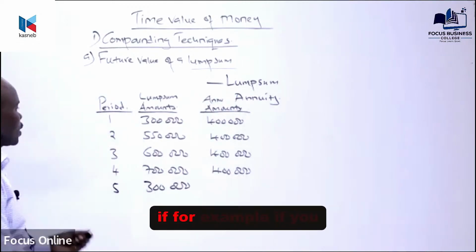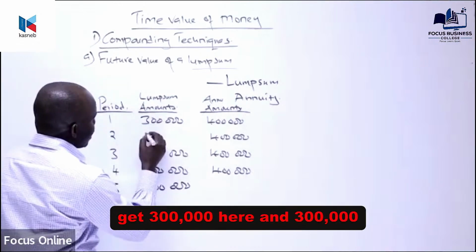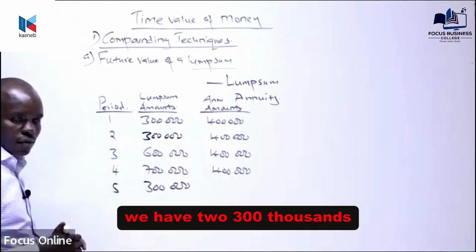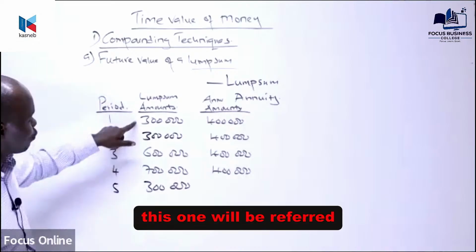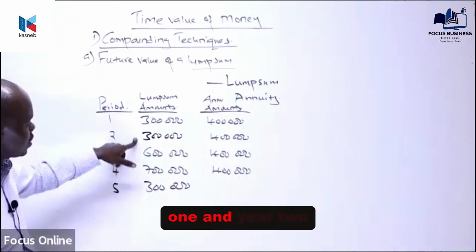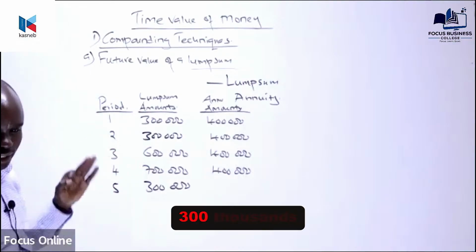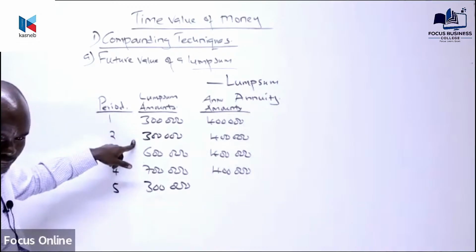However, if, for example, you get 300,000 here and 300,000 here, we have two 300,000 that follow each other, this one and this one. This one will be referred to as an annuity. Year 1 and year 2, or period 1 and period 2, we have an annuity of 300,000 because they follow each other.